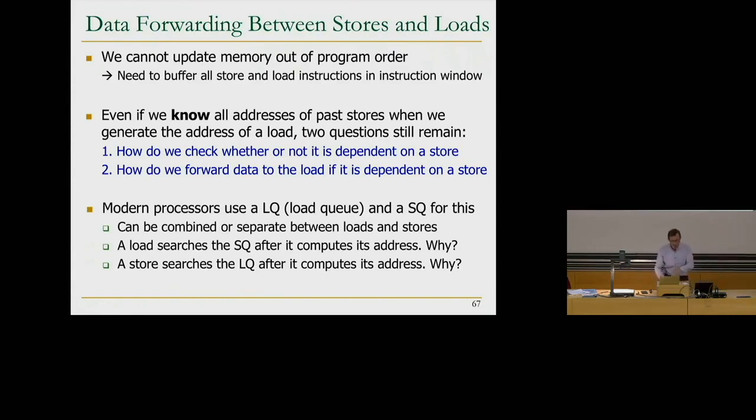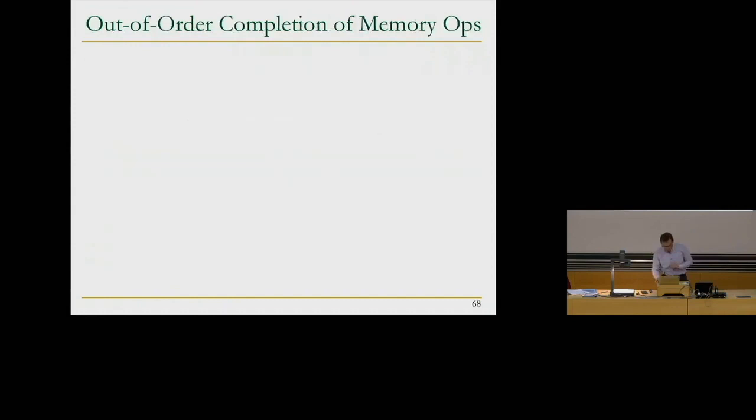I'm not going to talk about the second case, but it's also needed if you're doing intelligent prediction. But the first case is needed even if you're not doing prediction. You just want to be able to decide whether this load is dependent on a store, even assuming that you know the addresses of all of the previous stores. Okay.